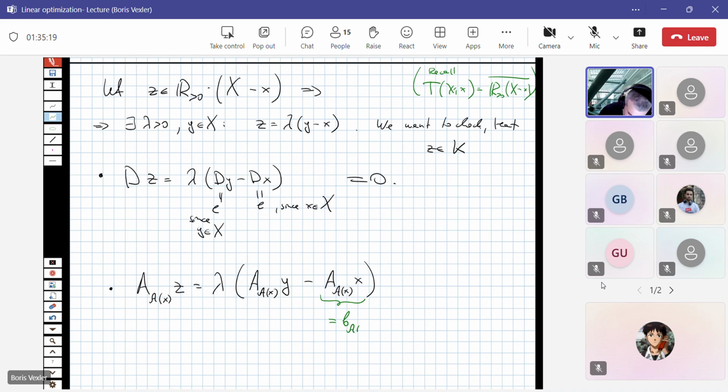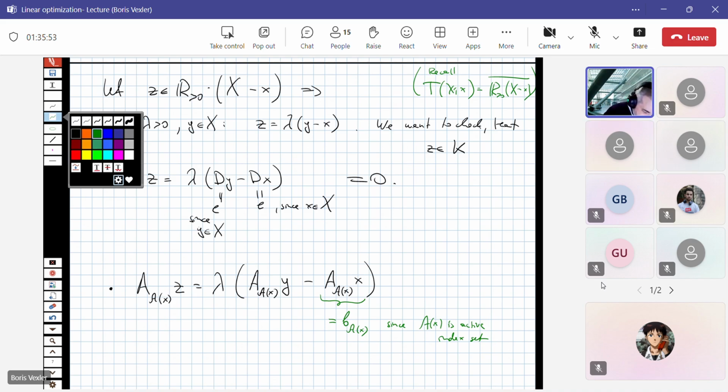Of course, also the corresponding components of b, since they have exactly the active constraints, and therefore they have exactly this, since A of x is the active index set. Is this clear? Okay. Question?